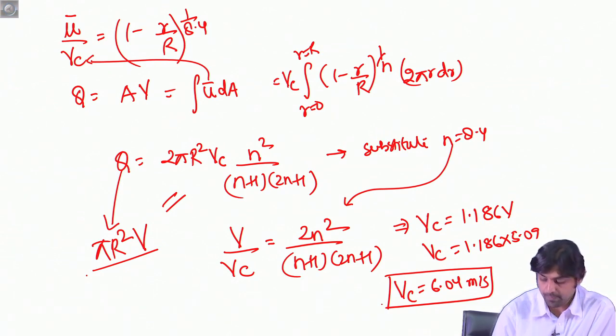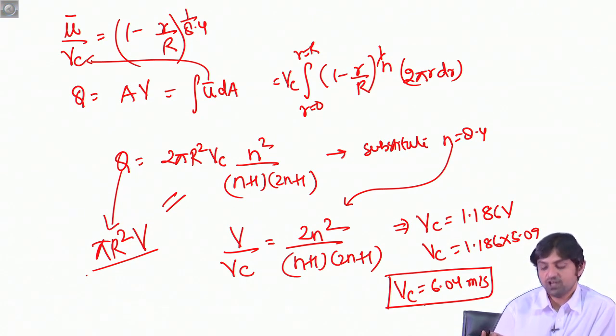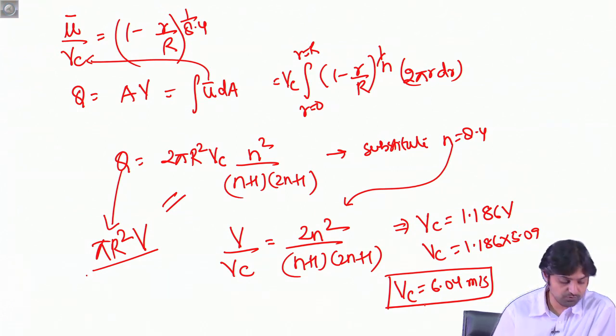If you remember, for laminar flow this Vc was 2 times the average velocity, but in turbulent flow Vc is not 2 times. V was 5.09 and Vc is not even 1.2 times V. So the center line velocity is lesser than what it would be in laminar flow.